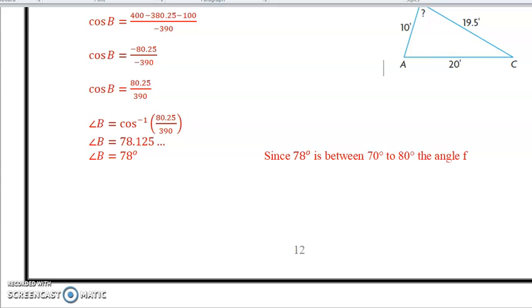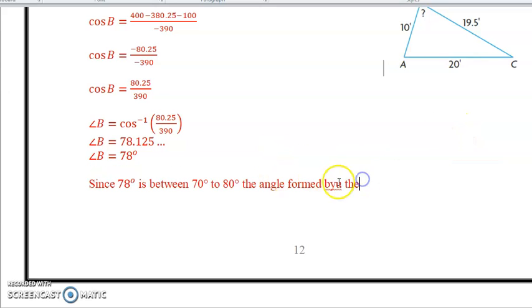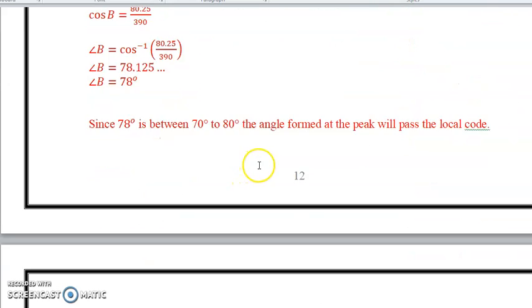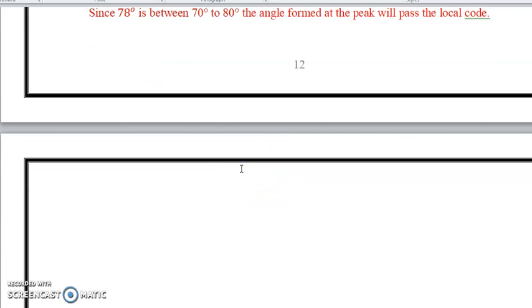The angle formed at the peak, I guess I should say, at the peak will pass the local code. And that's it, right? Remember, angle B and E, they would be equal. They'd be the corresponding angles. And there's your answer. All right, next we're going to finish out the chapter.